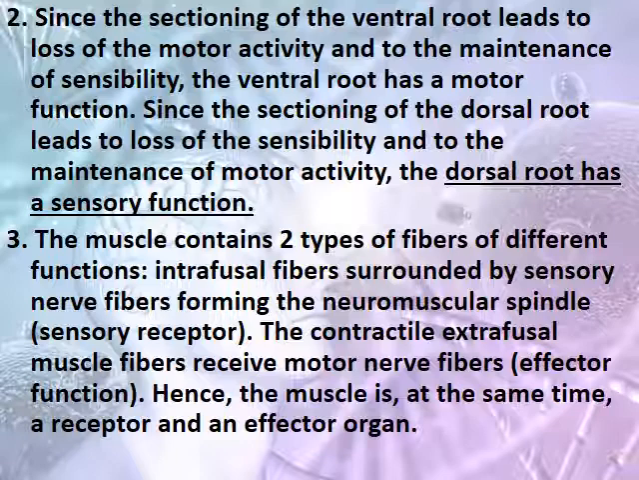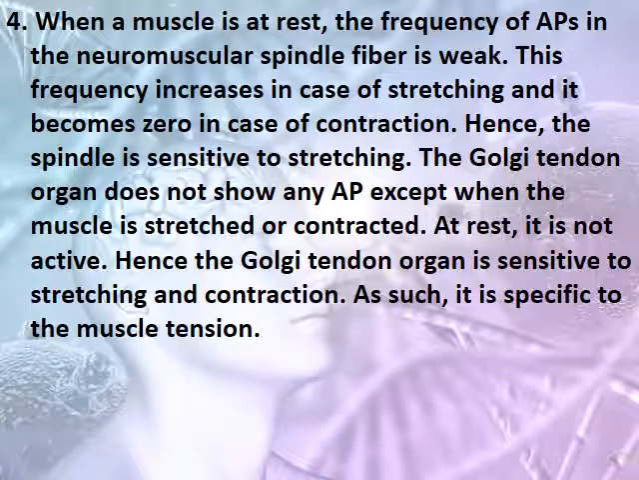Interfusal fiber surrounded by sensory nerve fibers, forming what's known as the neuromuscular spindle, the sensory receptor. The contractile extrafusal muscle fibers receive motor nerve fibers' effector function. So the muscle is at the same time a receptor and an effector organ. Part 4: draw out the role of the neuromuscular spindle and that of the Golgi tendon.